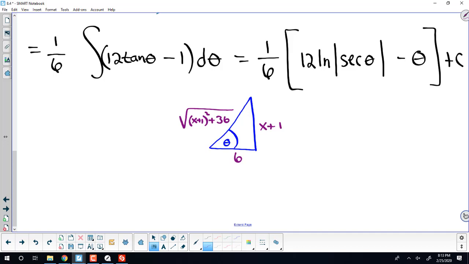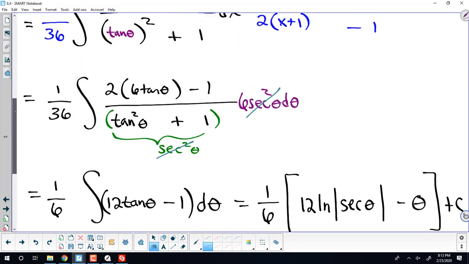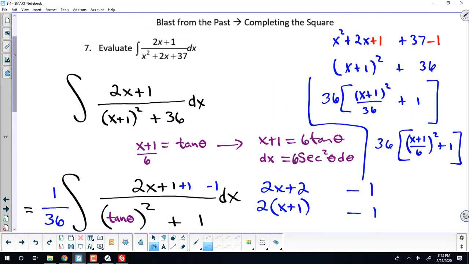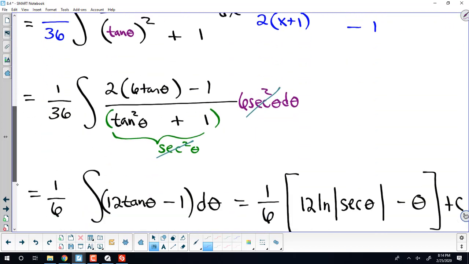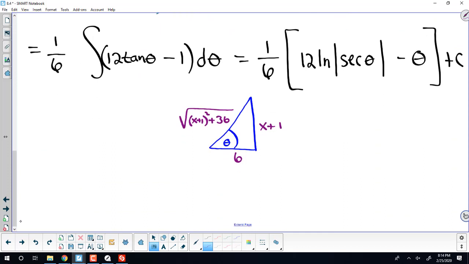All right, I think we have to pick up on Thursday with this. I suppose the other option from the 2x plus 1 over x plus 1 squared plus 36, from here, I guess we could have done a u substitution and then split that integral up. That would have also worked. But we'll pick up here on Thursday. Do you have any questions before we go?